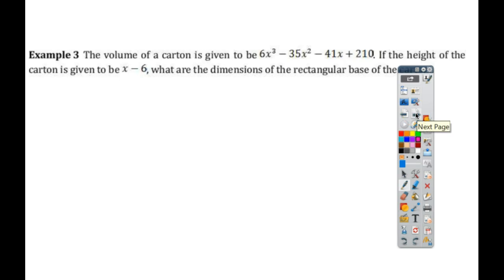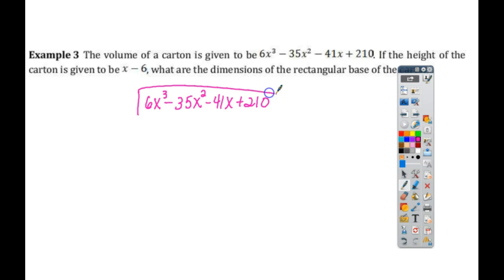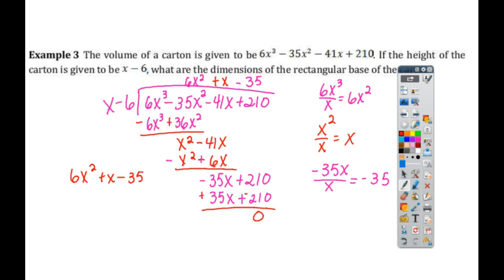Okay, so this is the exact same thing, guys. So we're doing 6x to the third minus 35x squared minus 41x plus 210, and it's divided by x minus 6. So this times this, you're right. This gives me a positive, but then when I subtract, I have to change the signs. So that became a positive and that became a negative. So those cancel out then.